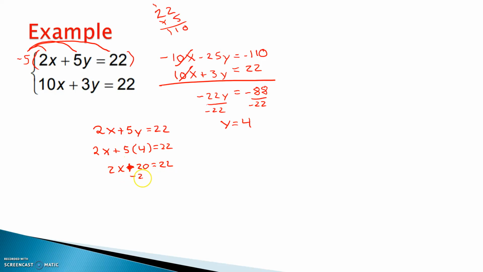If I subtract 20 from both sides, I get 2x is equal to 2. Well, divide both sides by 2. X is equal to 1. My solution is 1, 4.